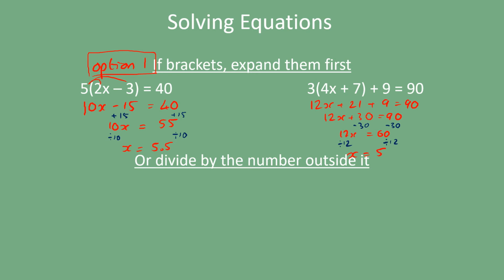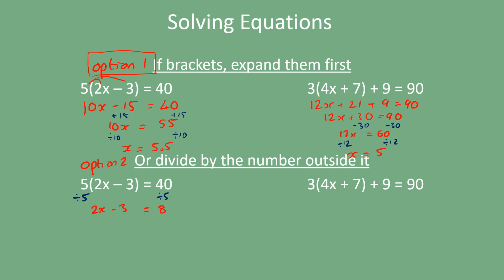However, there's also option 2. And option 2 is that we can sort of divide by the number outside the bracket. So let's do the exact same questions and see how that would apply. So here we've got 5 lots of 2x minus 3 is 40. Our first step could be divide everything by 5, because if you look at that 5, it's the furthest thing from the x. We've got the 2x and minus 3 all inside the bracket. Let's divide by the 5. That will give us 2x minus 3 is 8.